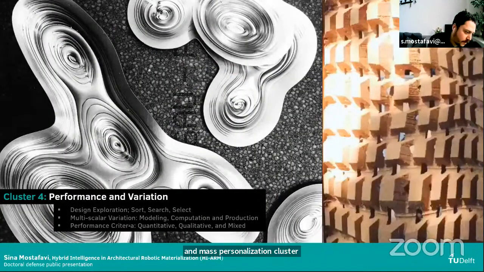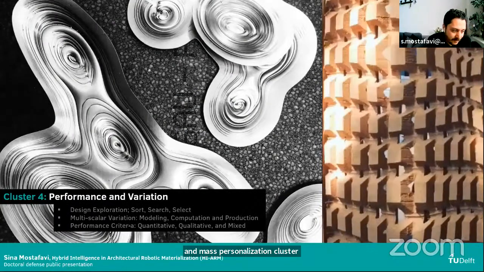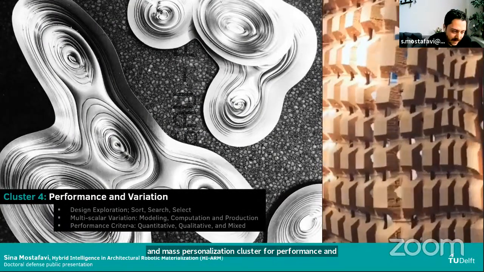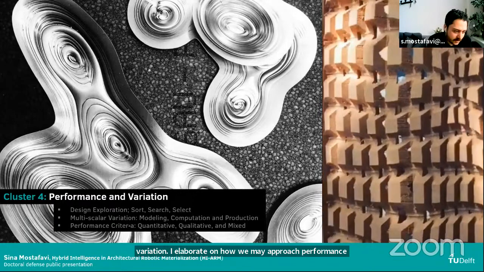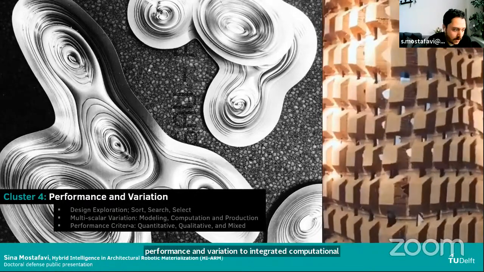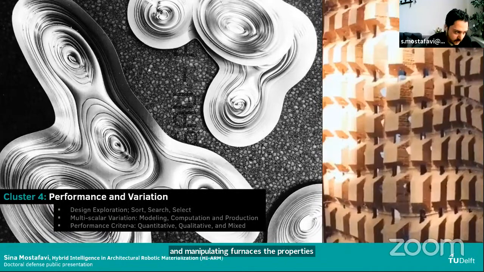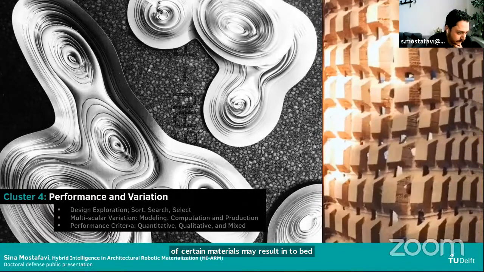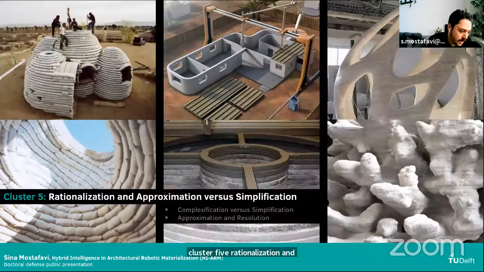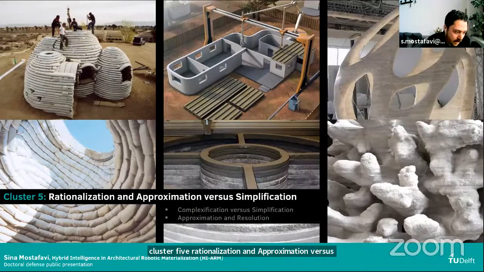Cluster 4, performance and variation. I elaborate on how we may approach performance and variation through integrated computational design and robotic fabrication, and how new levels of detail and manipulating, for instance, the properties of certain materials may result in better performance. Cluster 5, rationalization and approximation versus simplification, is about how we may embrace the constraints and potentialities of different fabrication methods and how production-related parameters such as tooling and resolution can inform the design.